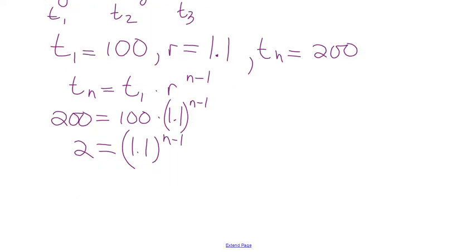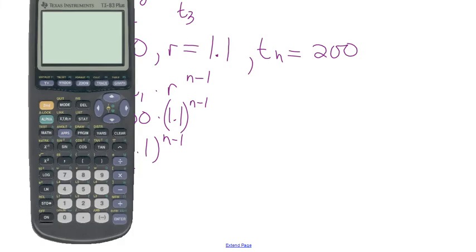Okay, how are we going to solve this? Well, we're going to do the same thing we did before, right? We're going to go to the calculator, turn it on, go to y1, and put in 2. And we're going to go to y2, and put in 1.1 to the power of x minus 1. Don't need a bracket there, I guess.